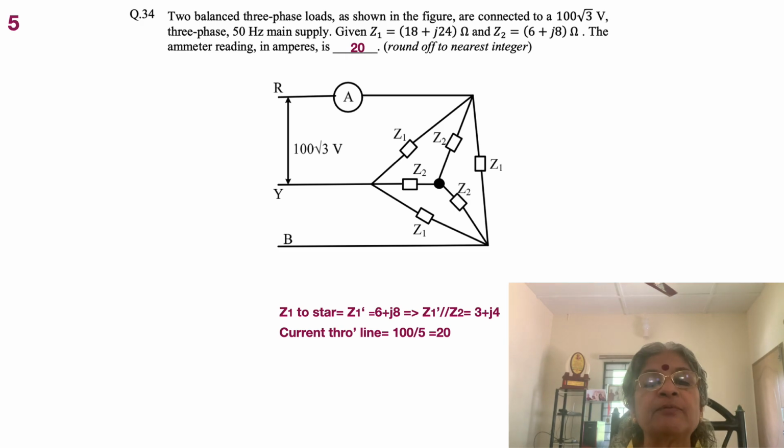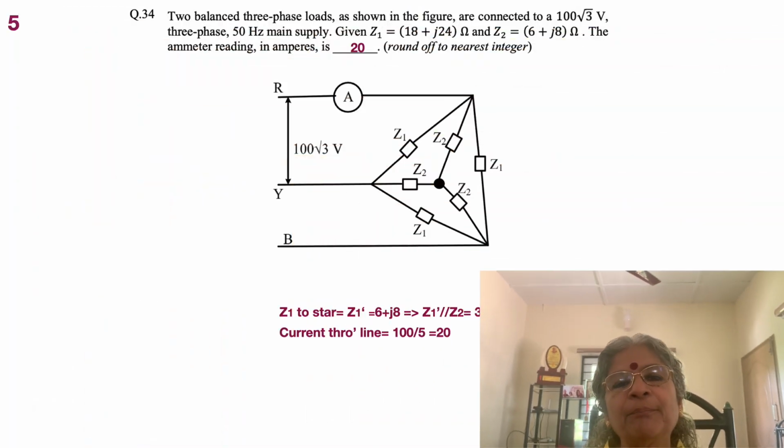So perhaps we have to convert to star, because star will tell us 100 by root 3 by root 3, so you can get the phase voltage. Because it's all balanced, you can simply go either to star or to delta for the combined configuration. So what do we have here? Three phase 50 hertz mains supply. Given Z1 is equal to 18 plus J24 ohms. If you convert Z1 into Z1 dash or star, it's divided by 3, so that's equal to 6 plus J8. Z2 is equal to 6 plus J8. If you want to convert to delta, you multiply by 3 and have 18 plus J24. So they actually happen to be equal as well.